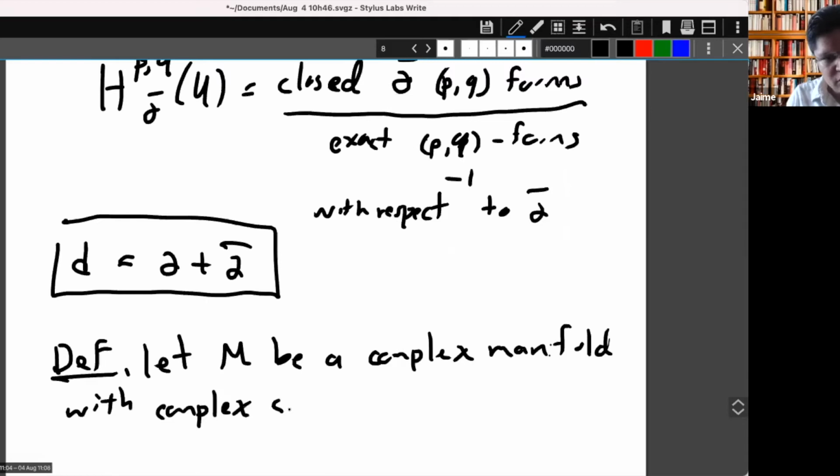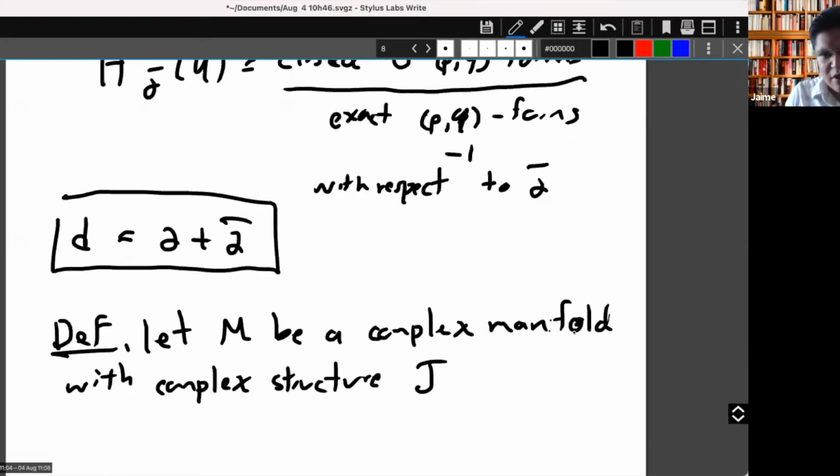With complex structure J. And remember, when I say complex structure in this way, I'm referring to the map that takes vector fields to vector fields. You remember that? So I mean, not the structure as a manifold, but as a vector space, the space of derivations, right?